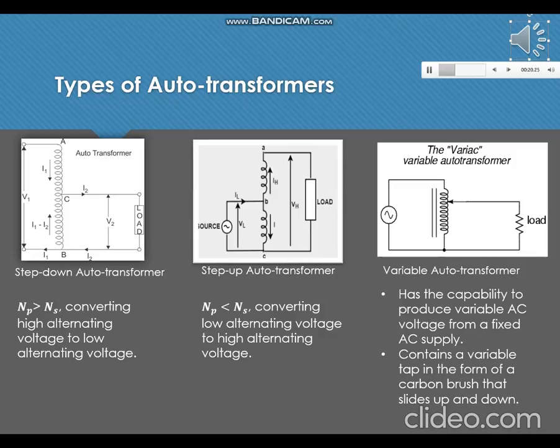Secondly, the step-up autotransformer, where the number of turns on the primary is less than the number of turns on the secondary. This type of transformer converts low alternating voltage to high alternating voltage.